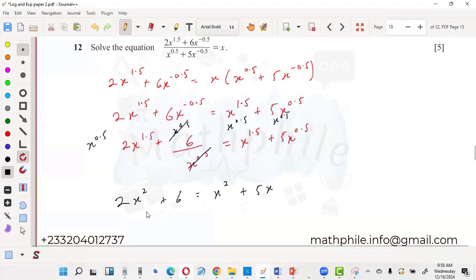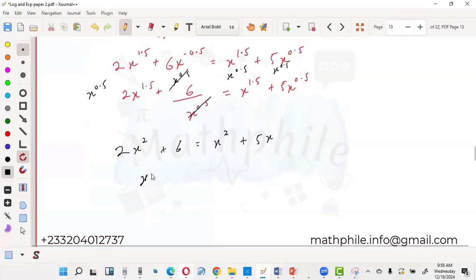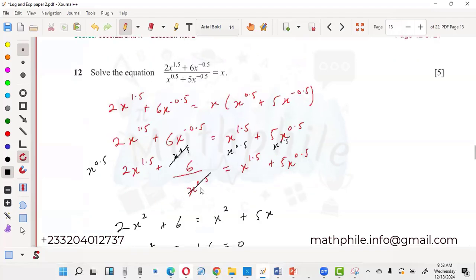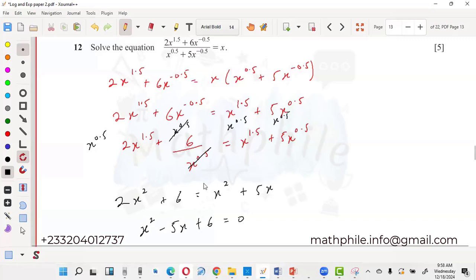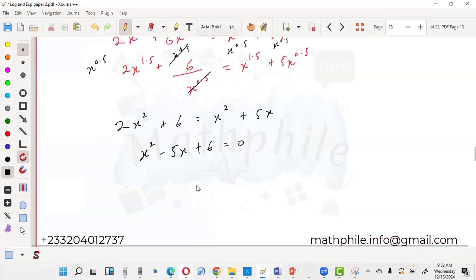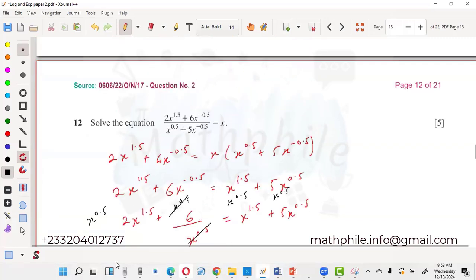Okay. So moving the x squared to the other side, we get 2x squared minus x squared minus 5x plus 30. So we solve the quadratic equation. I think actually 3 and 2, yeah, x equals 3. It looks complicated, but you have to take your time. This is purely in this.